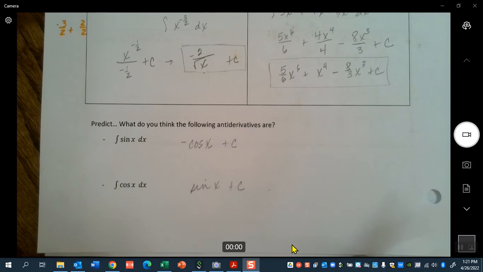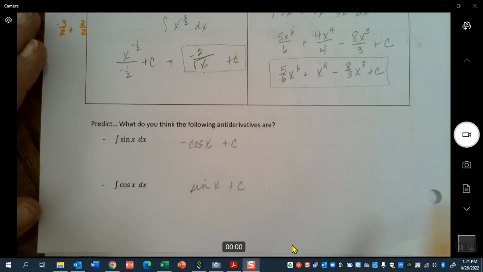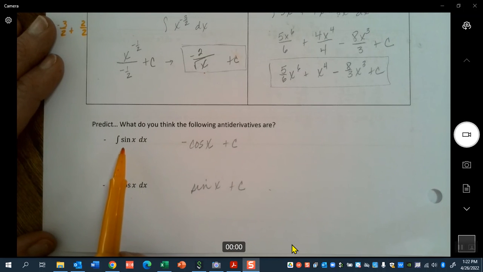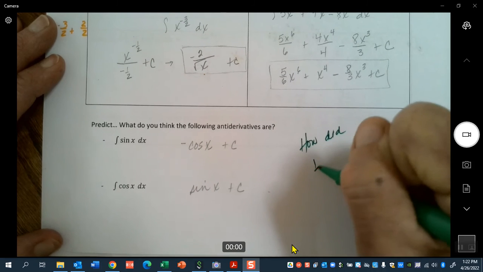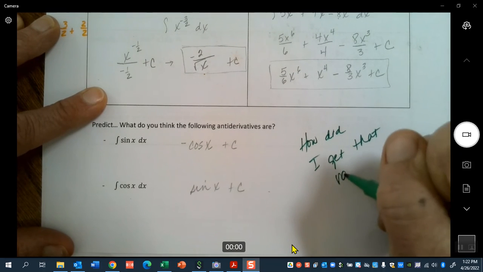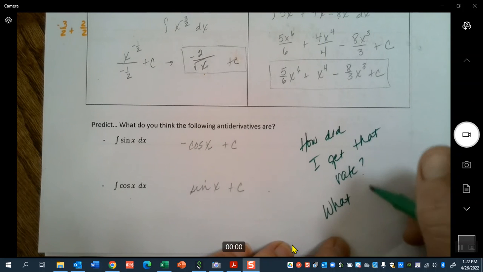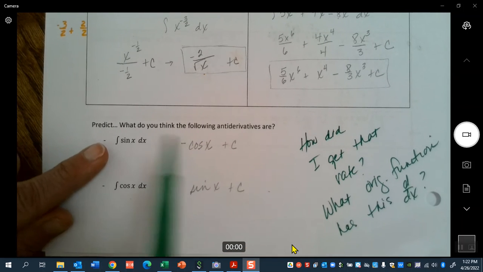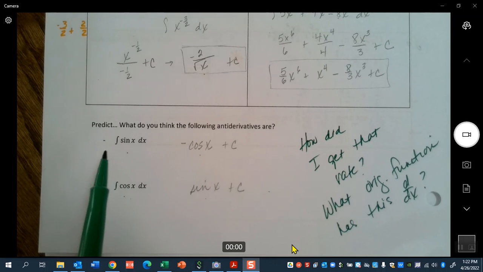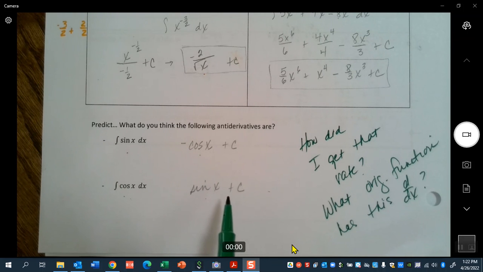So this is a little foreshadowing for our next lesson. So we wind up with the sine of x. What do you think the antiderivatives are? So what I want you to think about is, how did I get that rate? And you can say, what original function has this derivative? And by asking yourself this question, it kind of gives you what's coming next. What gives me sine as a derivative? The opposite of cosine. What gives me cosine as a derivative? Sine. And of course the plus c. And that's what's coming next. All right, tune in to the next video.